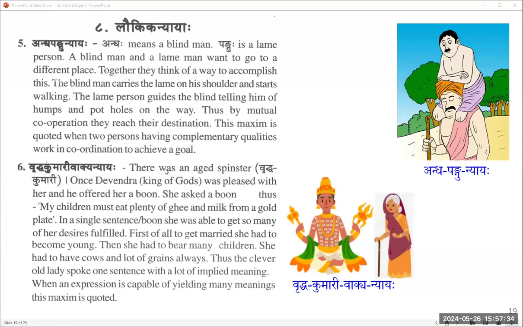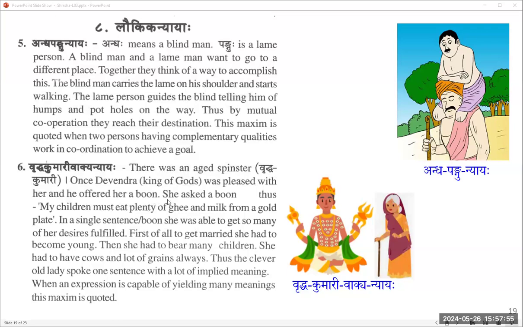Kumari is a spinster, one who has remained unmarried, and Vakya is sentence and Nyaya is the rule. So let us see what this interesting rule is. There was an aged spinster, Vriddha Kumari. Once Devendra, the king of gods, was pleased with her and he offered her a boon.